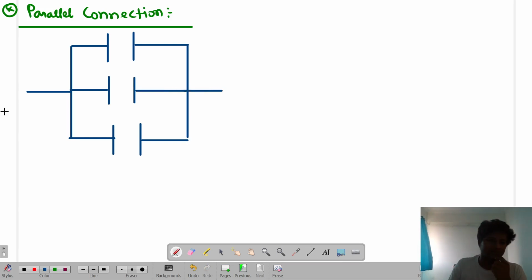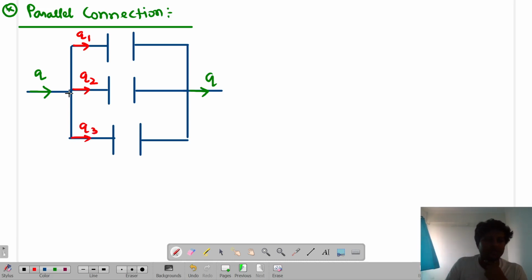So let's suppose I passed some charge, so this will be Q. The outward coming charge will be Q also. But as you know that in parallel connection, current also gets divided, so charges will also get divided. So here it will be Q1, Q2, Q3.